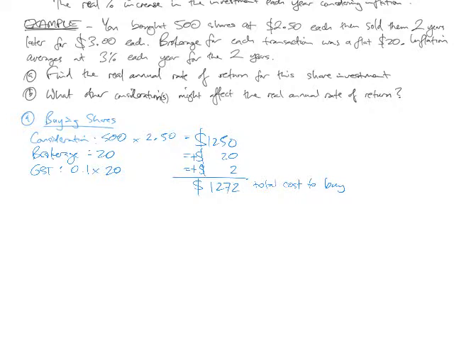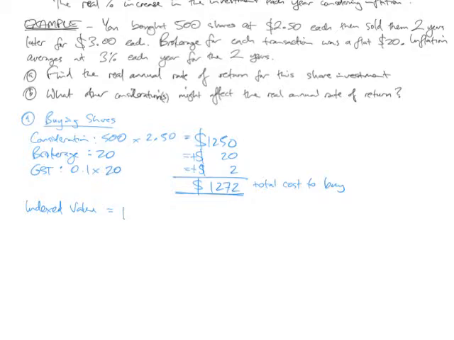Step 2 was finding the indexed value. So indexed value, we're trying to work out how much 1272 would be worth if 3% inflation occurs each year for these 2 years. So you use that formula. PV is the total cost of buying the shares, 1272, bracket 1 plus i, where i is the inflation rate as a decimal, so 0.03 because it's 3%, and n, the exponent on the outside of the bracket, is the number of years, so it's 2. So, BODMAS, we need to work out what's in the brackets first.